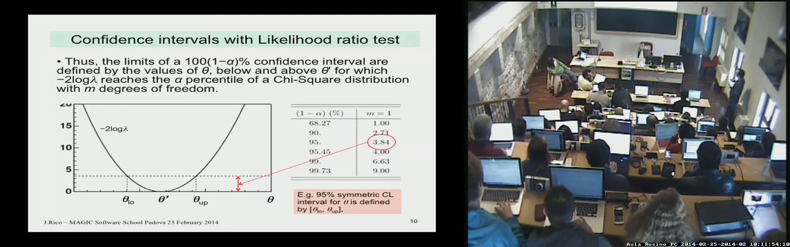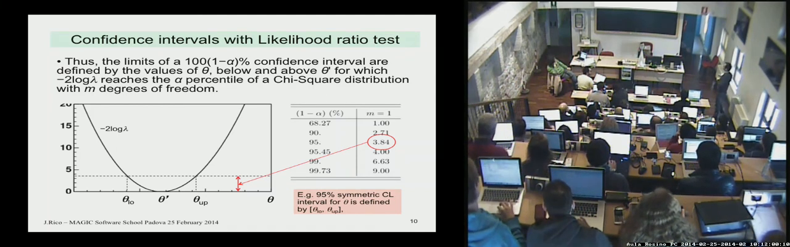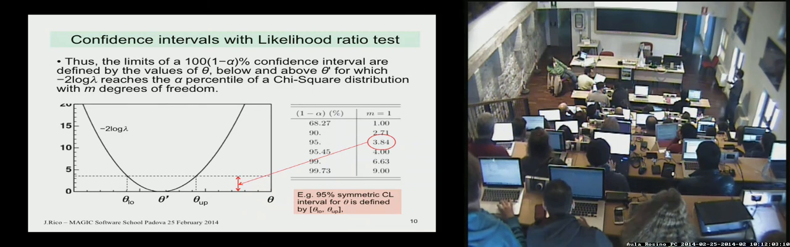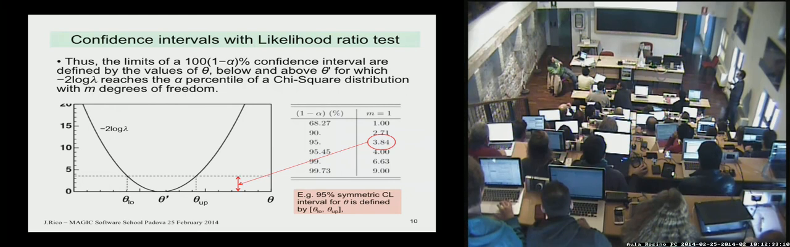So, for example, this would be for a normal case, or a nice case, let's say, the shape of the -2 log of the likelihood ratio. It will look like a parabola. It will have a minimum. The value of theta where this function reaches the minimum would be the one that provides the best fit. Then we can go below and above and see where this function crosses a certain value, and this value tells us the confidence level that we are imposing.